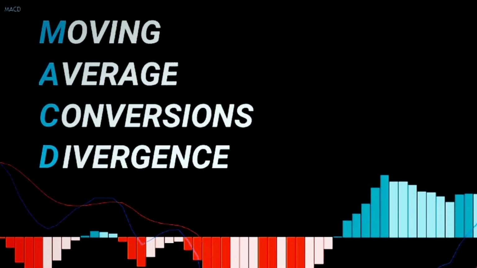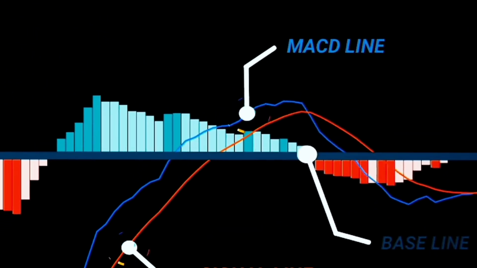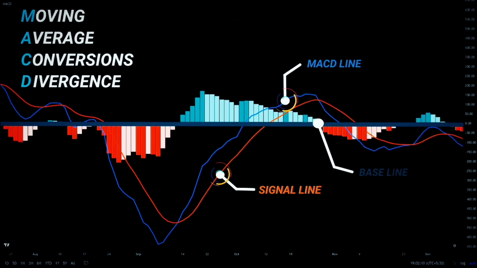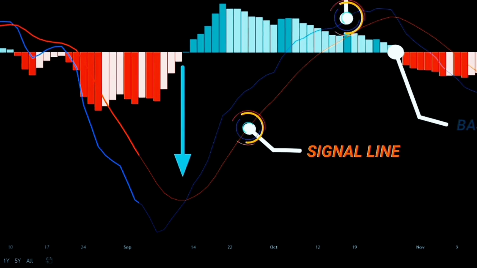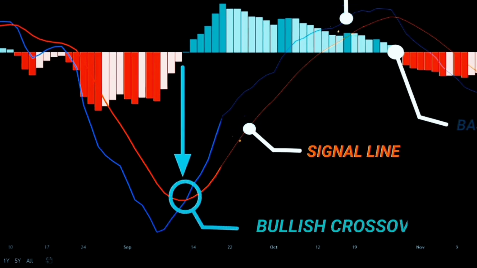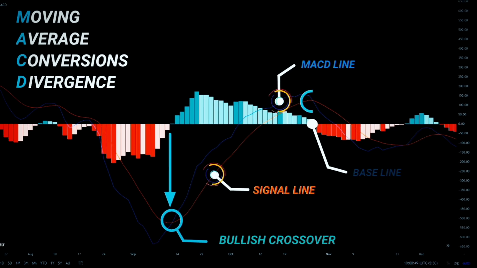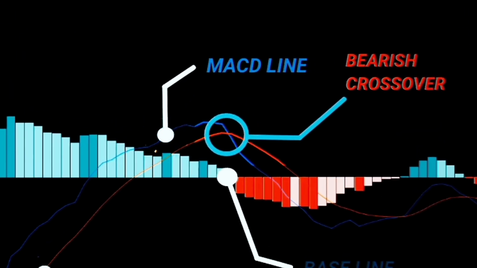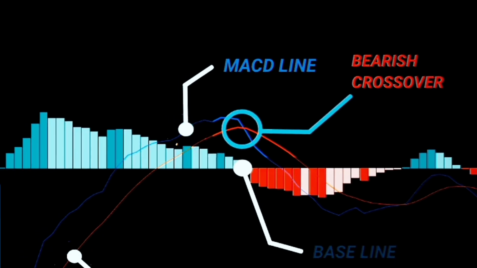MACD stands for Moving Average Convergence Divergence. MACD primarily consists of two lines, the MACD line and the signal line. These two lines give buy and sell signals through crossovers. When the MACD line crosses the signal line from below to above, under the baseline, it is called a bullish crossover, meaning it's a buy signal. And when the MACD line crosses the signal line from above to below above the baseline, it is called a bearish crossover, meaning it's a sell signal. If you've understood this so far, let's move on to the strategy.